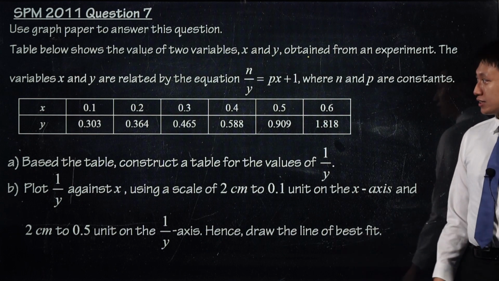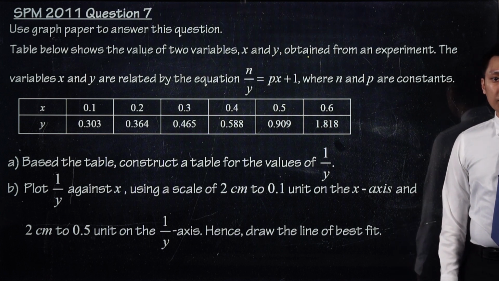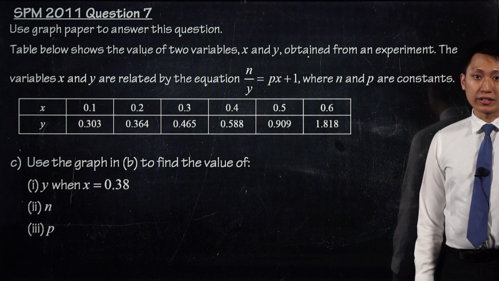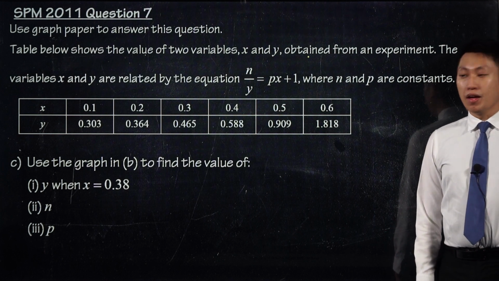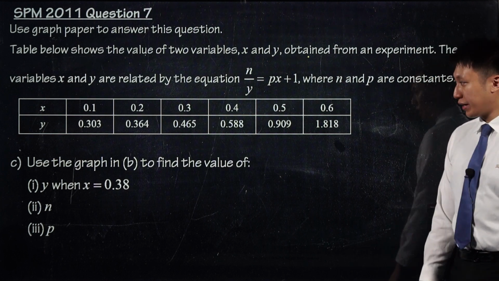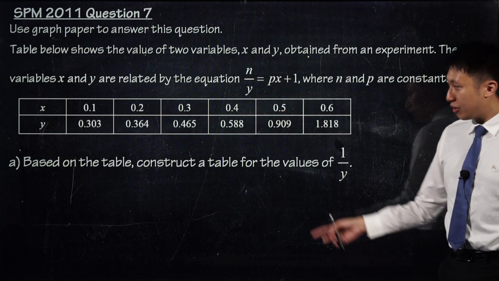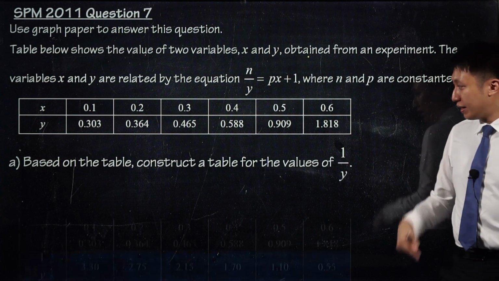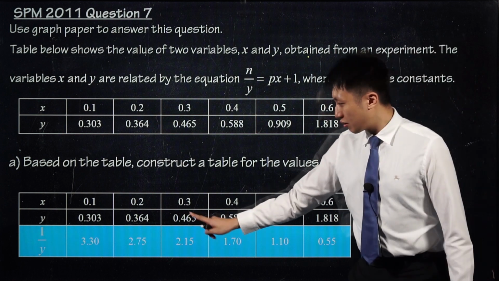It's almost the same question type. So pause the video and try this. Okay, good. This is part C. So copy the question or just try to solve this. Okay, good. So now let's start doing it. You have this original table over here, and now you want to construct a table for values of 1 over y. Okay, good. So now this one is quite easy because y is this, 1 over y is that one.